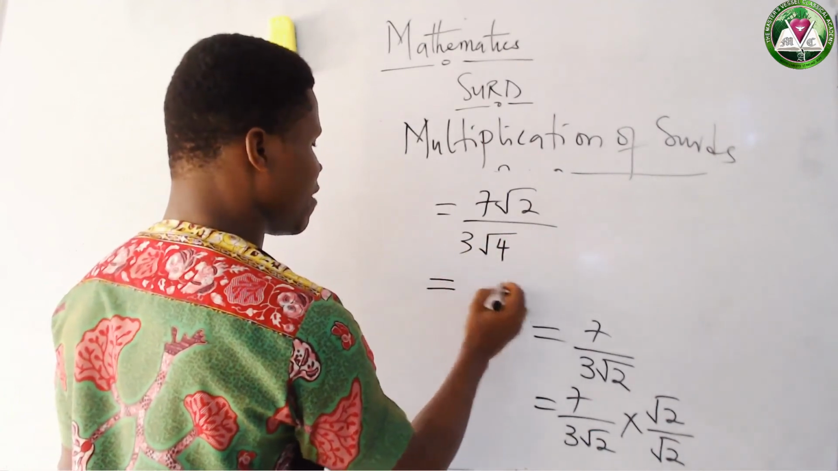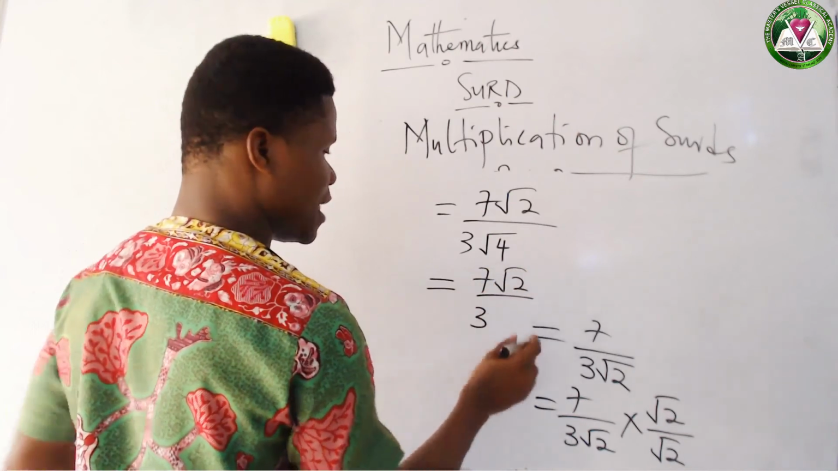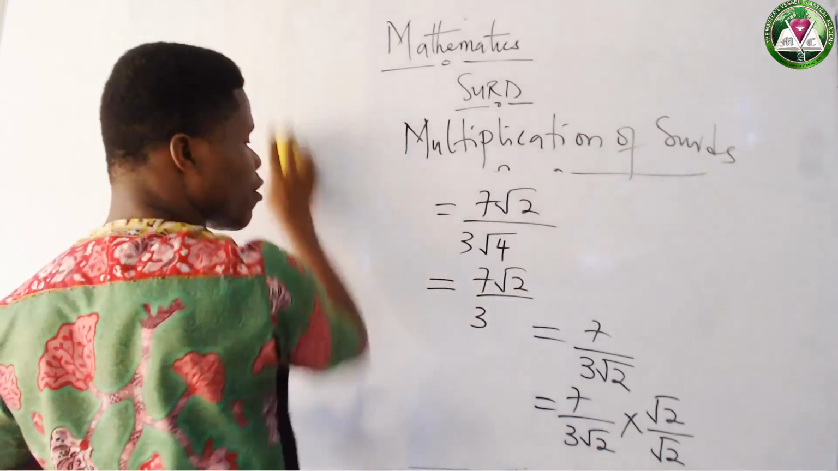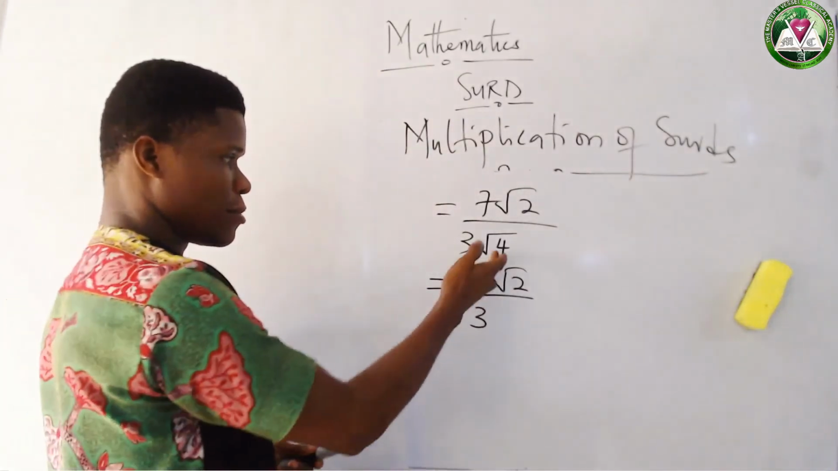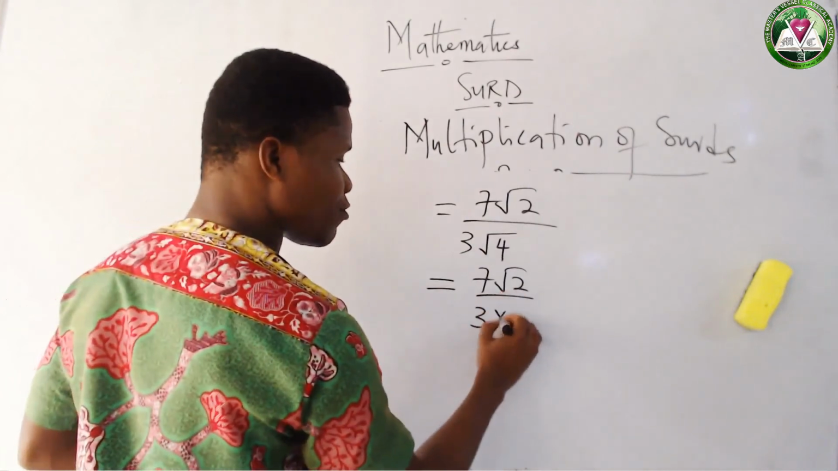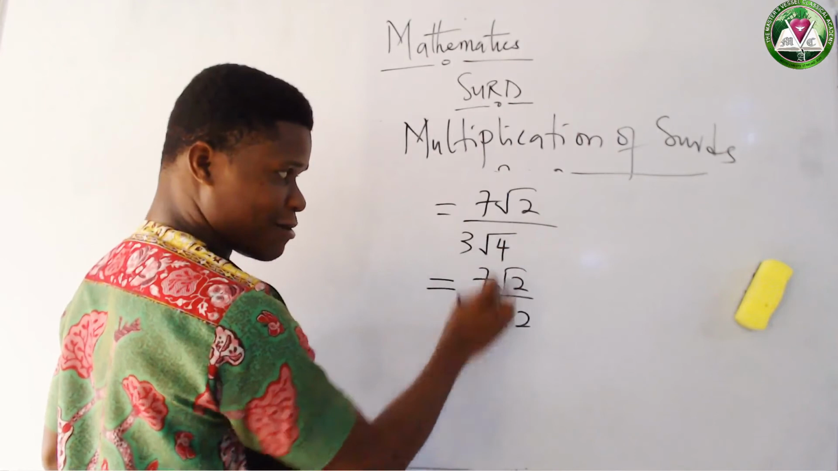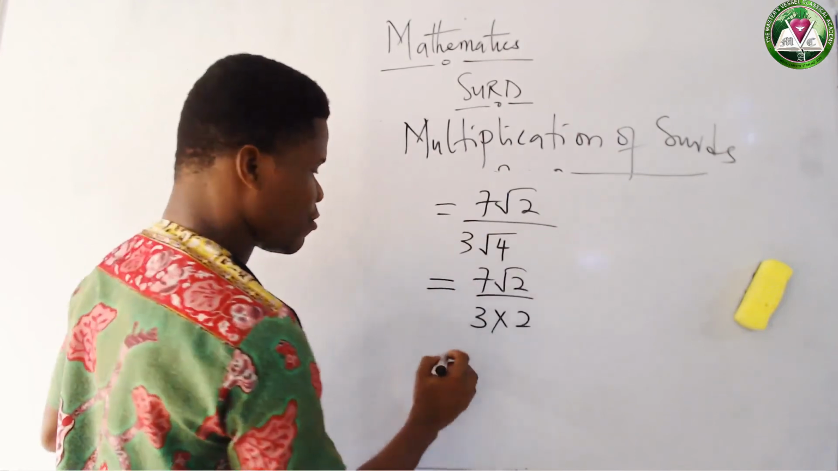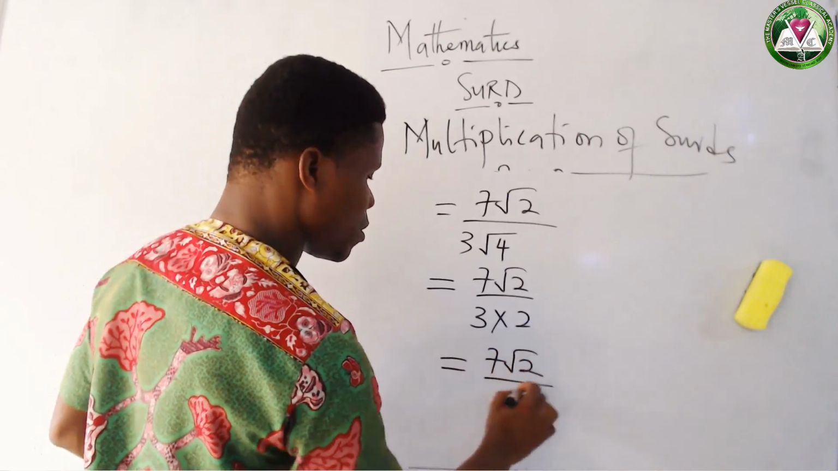Okay? This will give us 7 root 2 all over 3. Root 4 is 2. So this is 3 times 2. This is more like 3 times root 4, and root 4 is now 2. So the final answer we get is 7 root 2 all over 6.